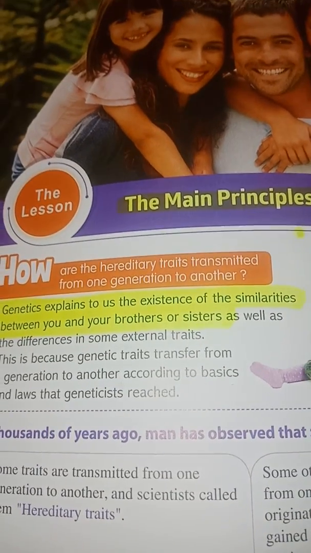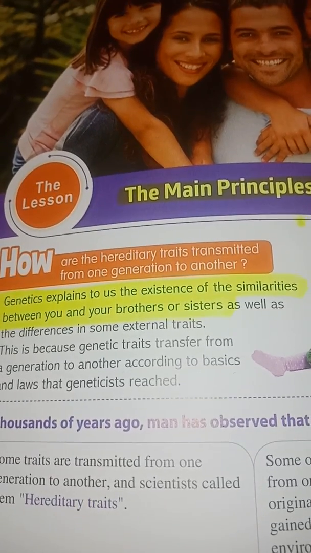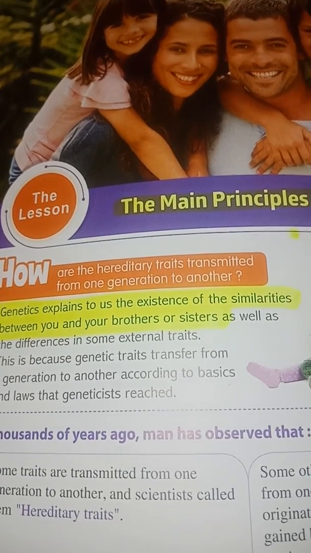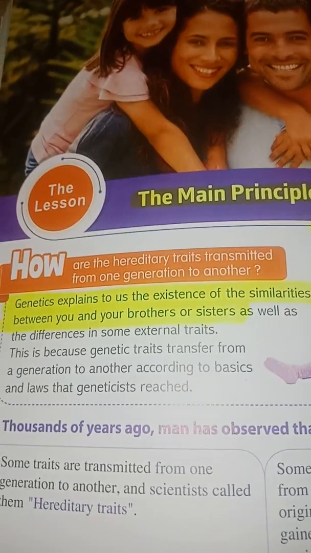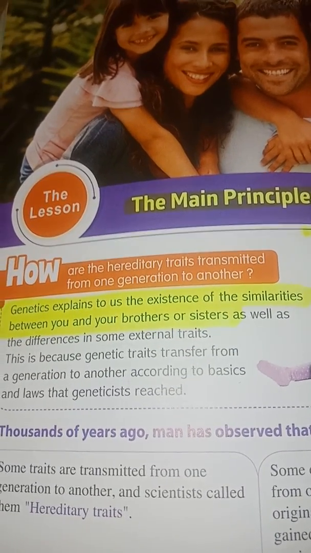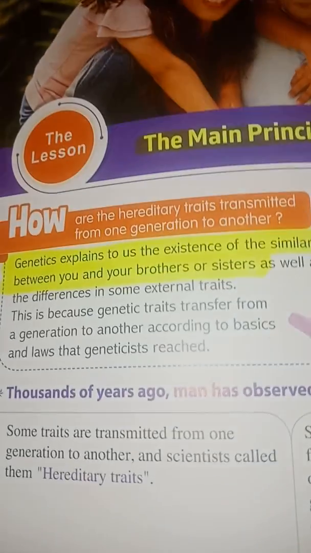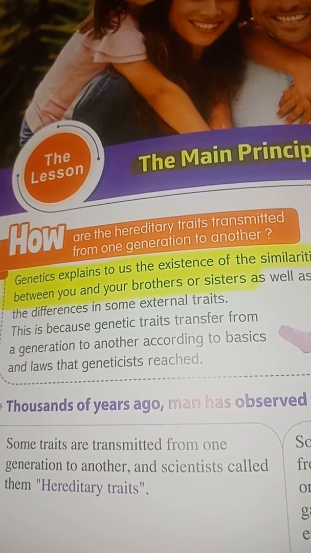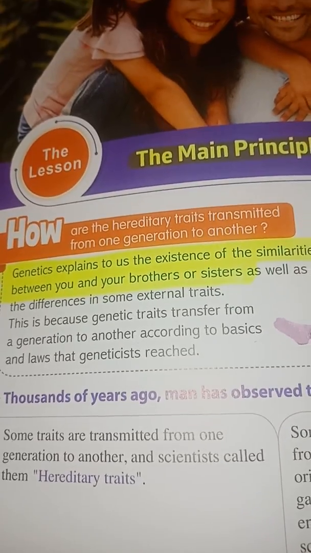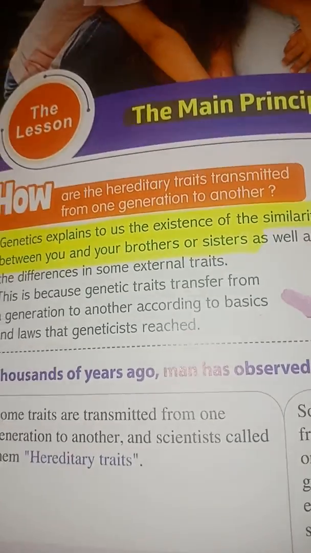Genetics explains to us the extent of similarities between you and your brother or sister, as well as the difference in some external traits. علم الوراثة بيشرح وجود أوجه تشابه بينك وبين أخوك أو أختك، وكذلك difference الاختلاف in some external traits في بعض الصفات الخارجية. This is because the genetic traits transfer from one generation to another according to the basic laws that genetics reached، لأن بيحكم انتقال الصفات الوراثية من جيل إلى آخر قوانين الوراثة.